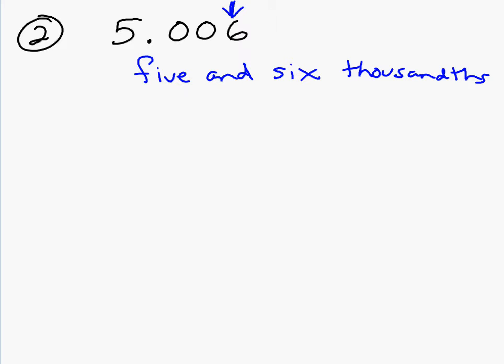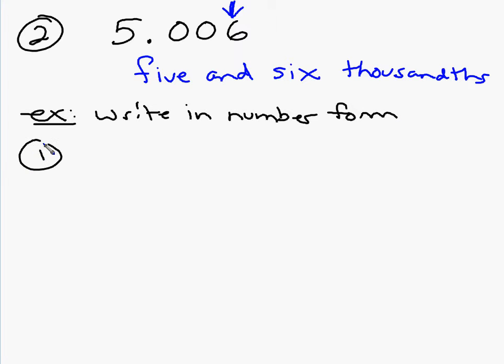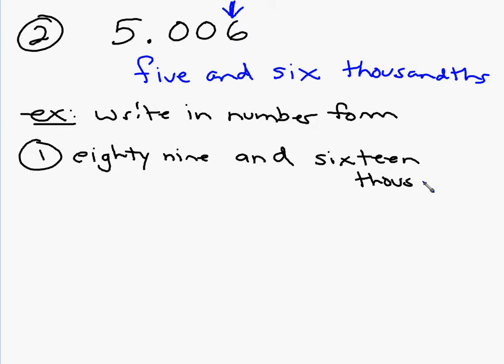And then we'll go the other direction. They'll give it to you in words, and then you have to write the decimal. So this is a different example. You'll be asked to write in number form. They'll give you something like 89 and 16 thousandths. They'll give it to you in words, and then they'll say, write the number form. So, let's do that.